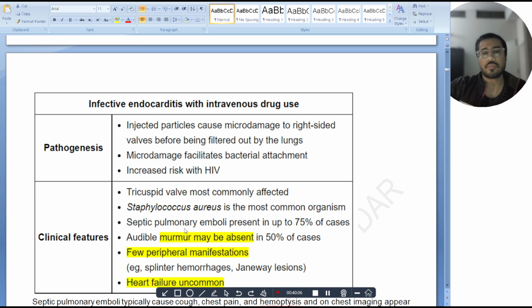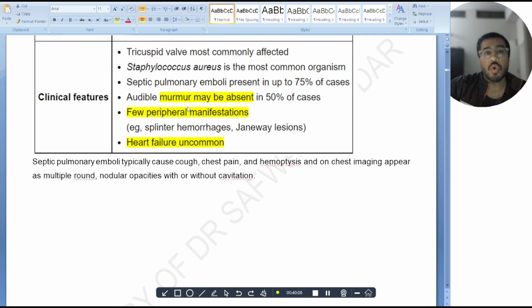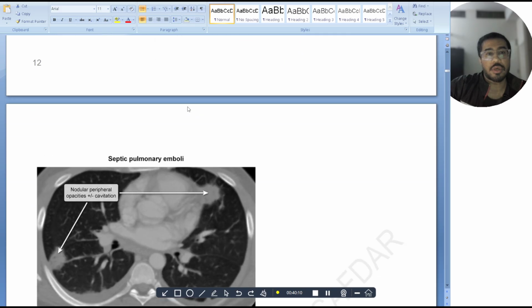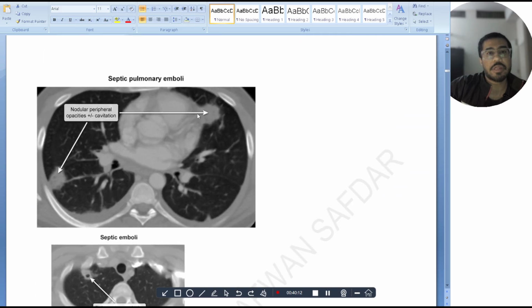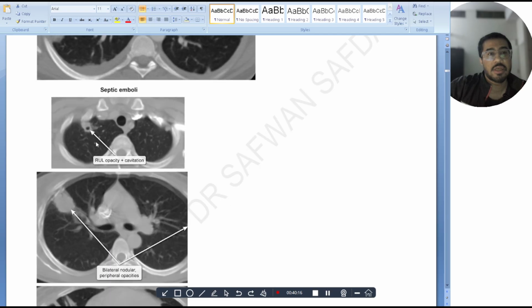And so I'll also show you septic pulmonary emboli, nodular peripheral opacities, cavitations like these. The thing that you need to keep in mind is you don't have to confuse it with TB or anything else. Like the patient who is an IV drug user can also develop AIDS, so you might think that it's AIDS and it's an AIDS defining illness that the patient is suffering from.